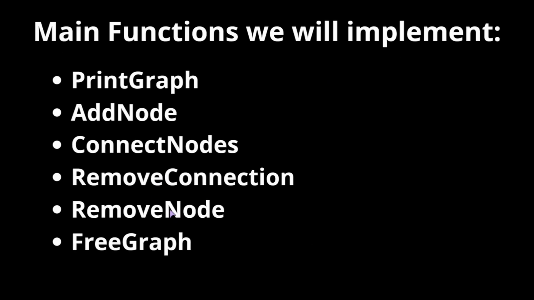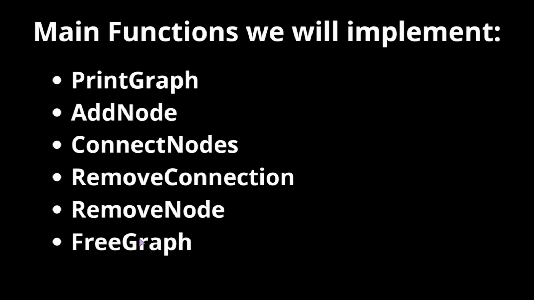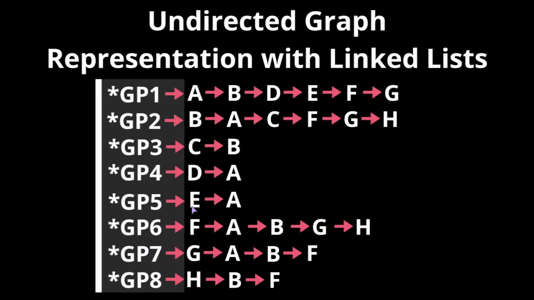RemoveNode will completely delete a node. For example, if we want to remove the node A, we would delete the node and all its connections, and not only from the A node, where we have to go through every other node on the graph that has a connection to A and delete A, because A is no longer part of the graph. And we have the FreeGraph method. This will delete the whole graph and clean all the memory we've allocated to create the graph, and will leave us with an empty graph pointing to null.